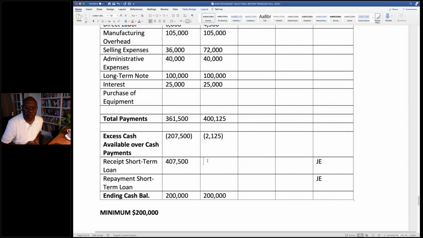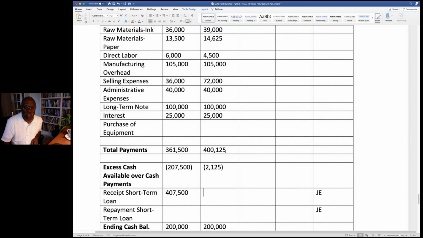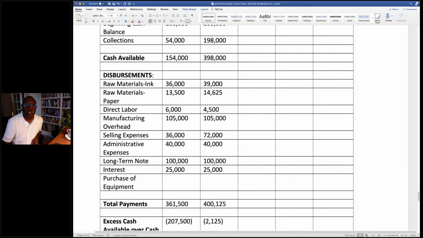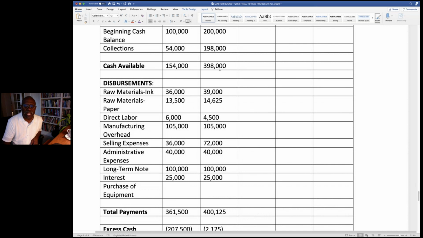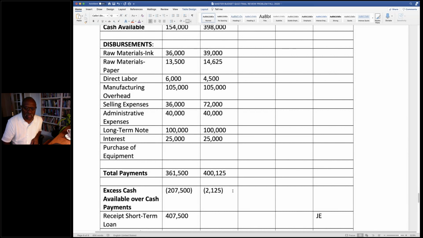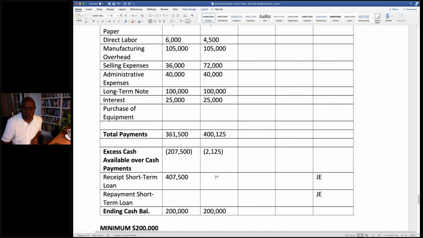Professor Boyd, wait, just real quick, how'd you get the 2,000? How'd you get to 2,125? The payment for 401.25 and the collection for 198. So we just take the difference between the 398, 400, so we get 225. Okay. Oh, I see what you're saying. Okay.